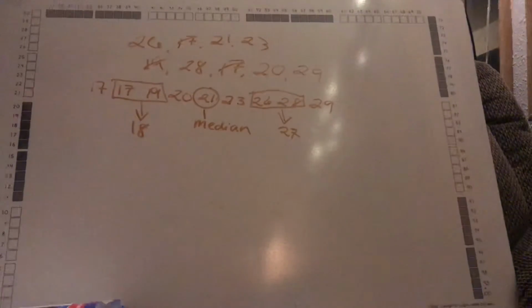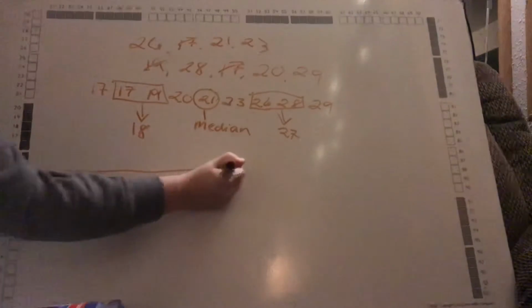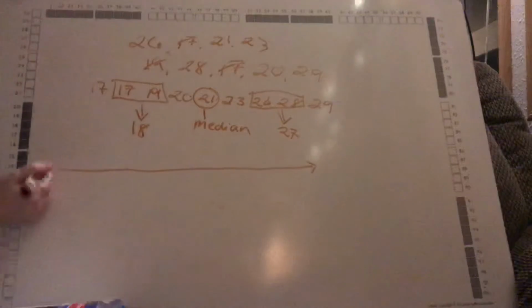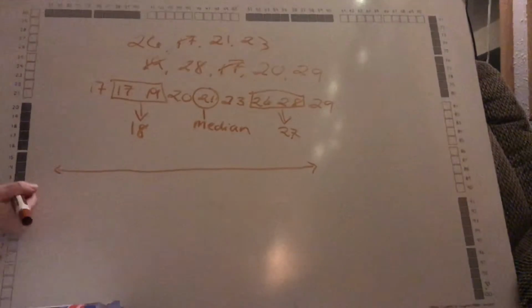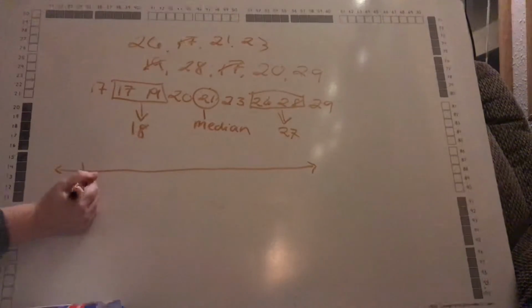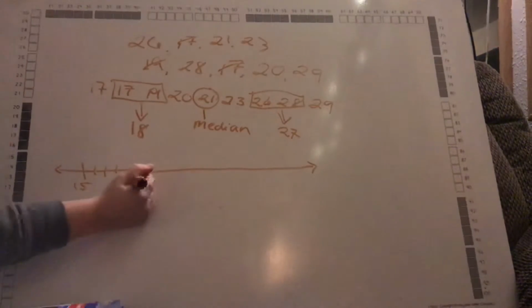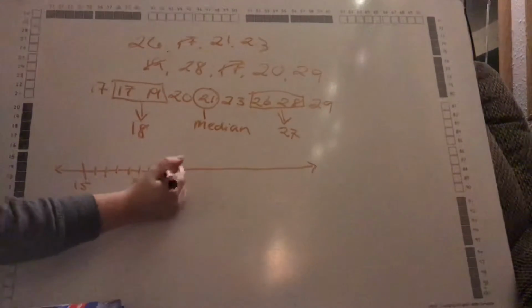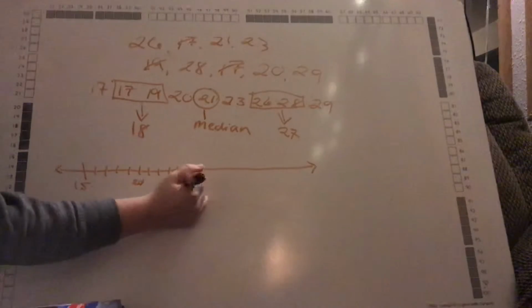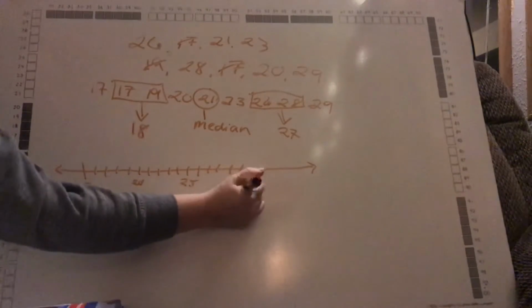And then we draw the number line. So now we're going to draw a number line. And our lowest number is 17, so let's start here with 15, 16, 17, 18, 19, 20, 21, 22, 23, 24, 25, 26, 27, 28, 29, 30.